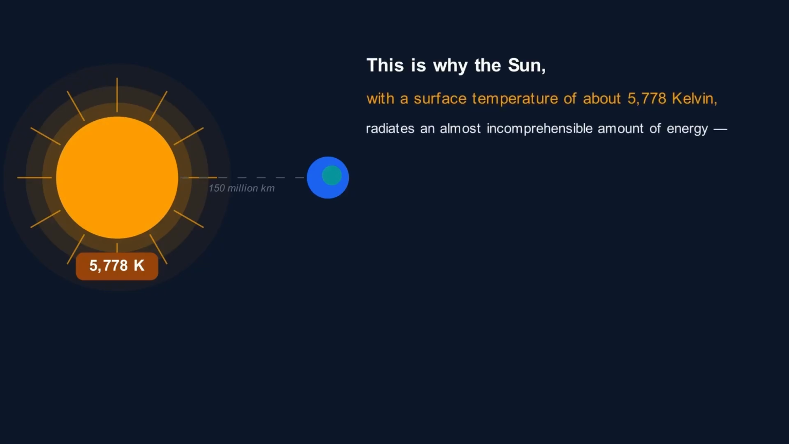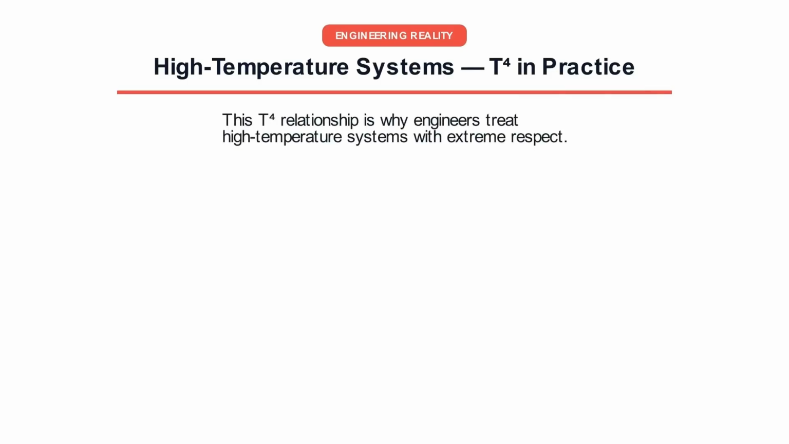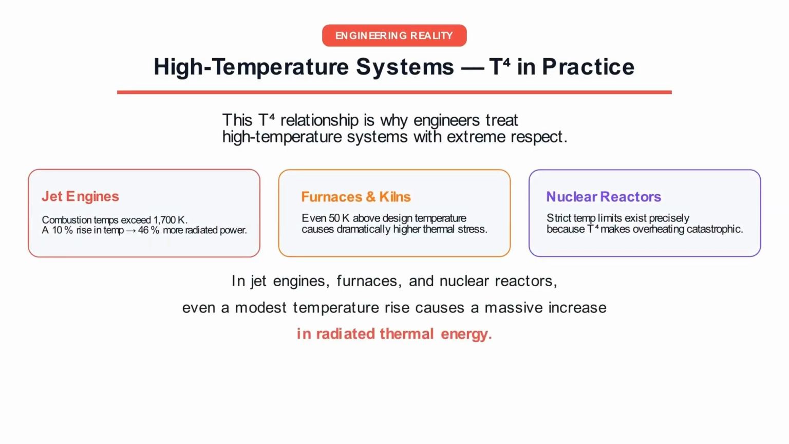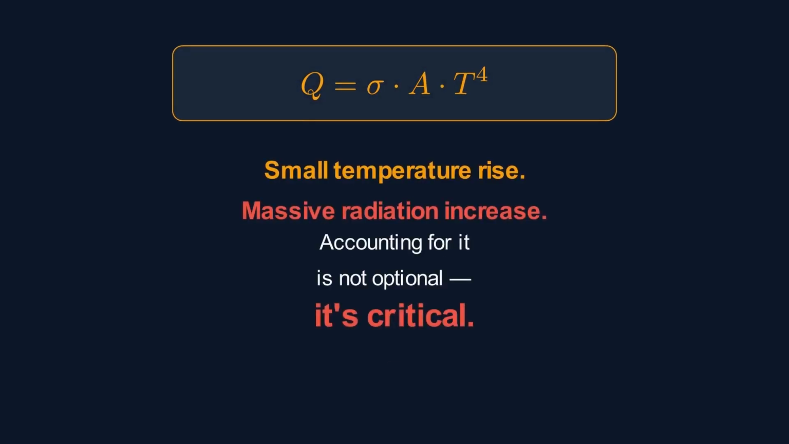This is why the sun, with a surface temperature of about 5,778 Kelvin, radiates an almost incomprehensible amount of energy, enough to power all life on Earth from 150 million kilometers away. This T to the fourth relationship is also why engineers treat high-temperature systems with extreme respect. In jet engines, furnaces, and nuclear reactors, even a modest temperature rise causes a massive increase in radiated thermal energy. Accounting for it isn't optional, it's critical.